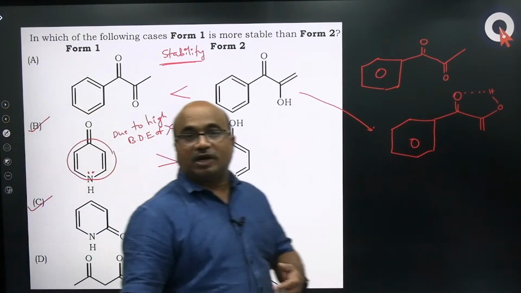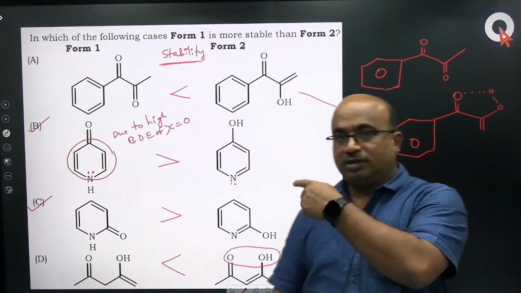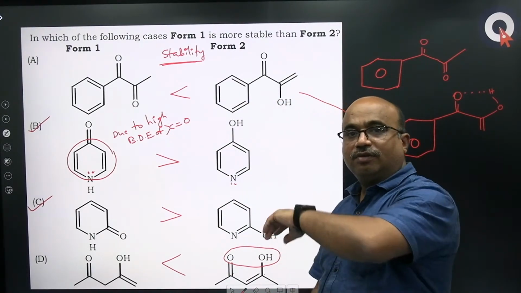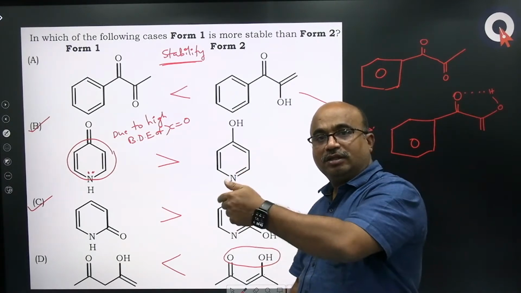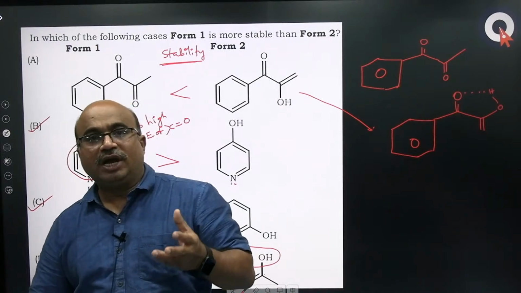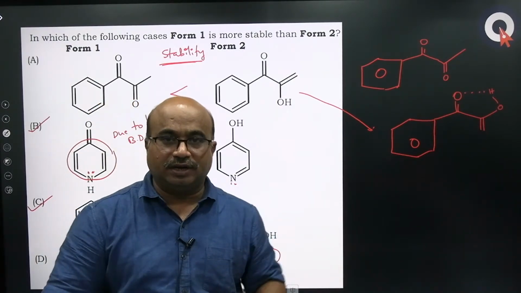So your options are B and C, where form 1 is more stable than form 2 because of the high bond energy of C double bond O, as well as the aromatic nature in it.